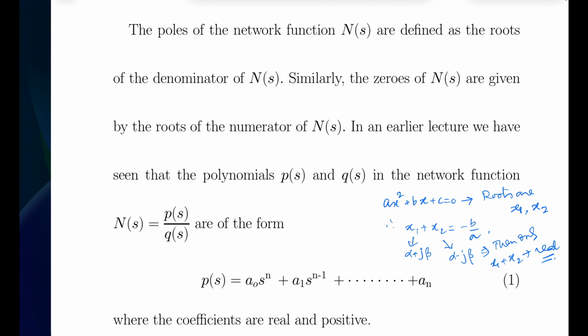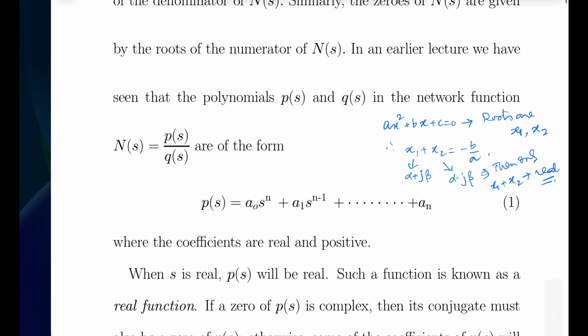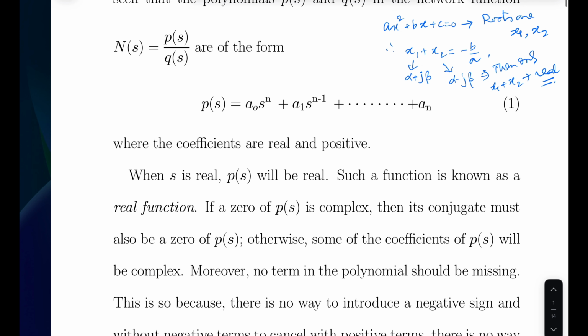So this network function is of the form P(s) upon Q(s), where P(s) is of the general form a0 s^n plus a1 s^(n-1) plus ... up to an, where the coefficients are real and positive. This is important: the coefficients are real and positive. Now see, if s is real, then P(s) will be real. Such a function is known as a real function.